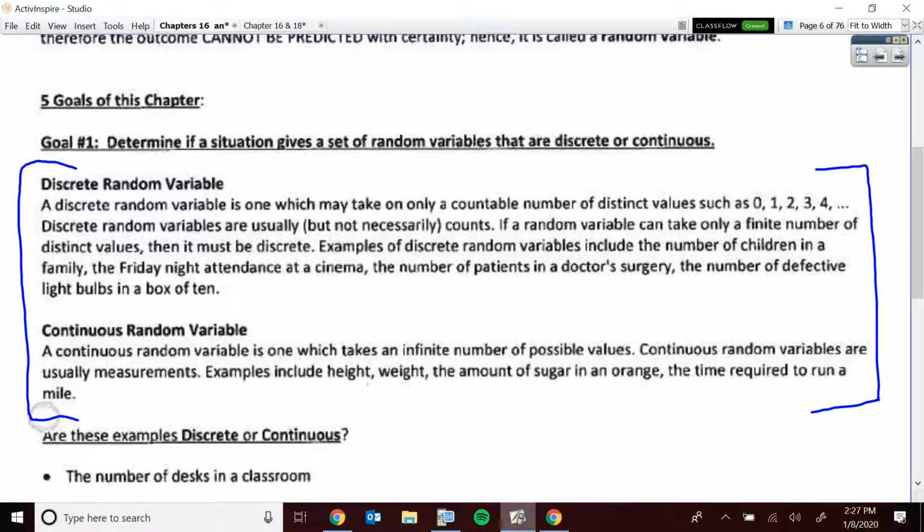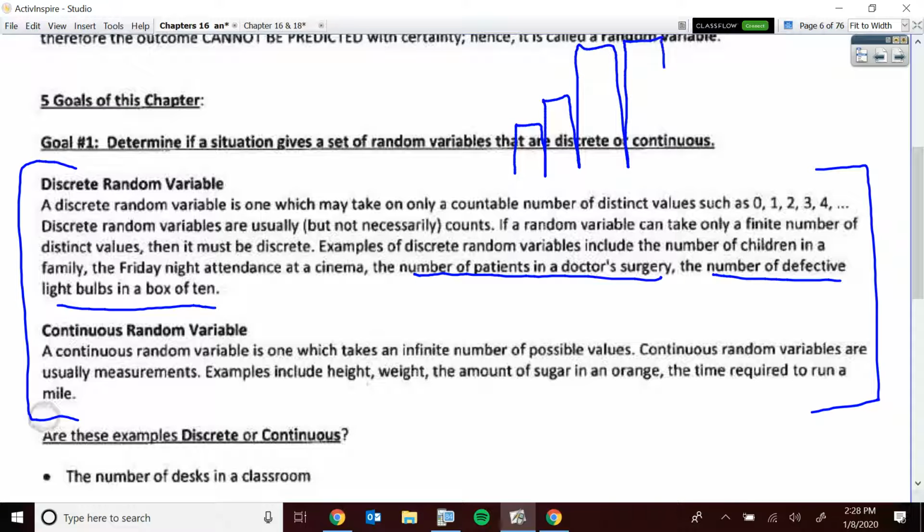So let's see. If we were talking about the number of patients in a doctor's surgery, is it not one? Are we frequently multiple? I guess if you're doing organ transplants or whatever. Okay, that's weird. How about the number of defective bulbs in a box of 10? You're either going to have 1 or 2 or 3 or 4 or whatever, wherever it ends up being. 1, 2, 3, 4, 5, 6, and so on.